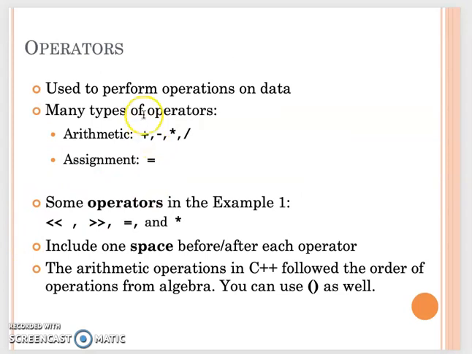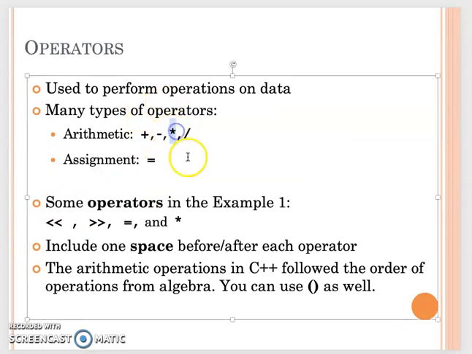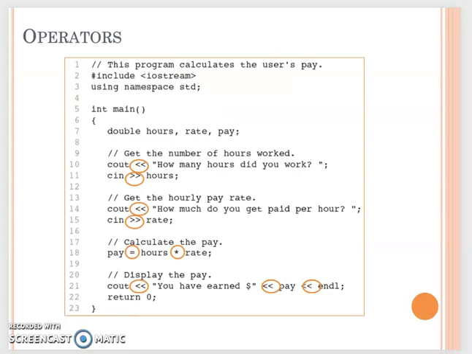Okay. So the operator, earlier we talked about multiplication. If you want to do addition, you can use the plus sign, minus sign, divide sign. Then the other operator we see is, remember we have pay equal to hours times rate. That's what we call the assignment operator. And also in our example 1, did you remember you have string insertion and string extraction? So those are all the operators you have.